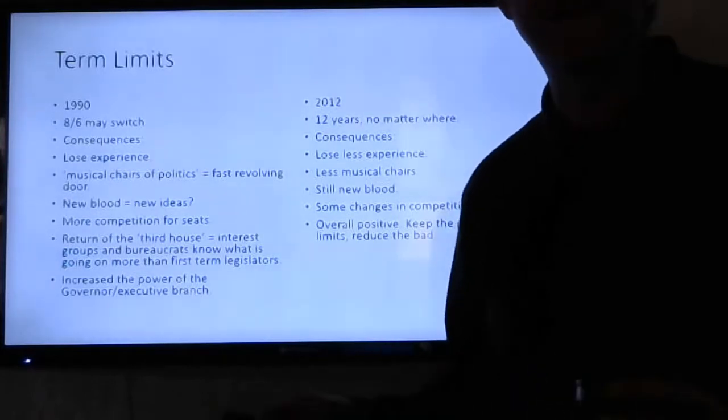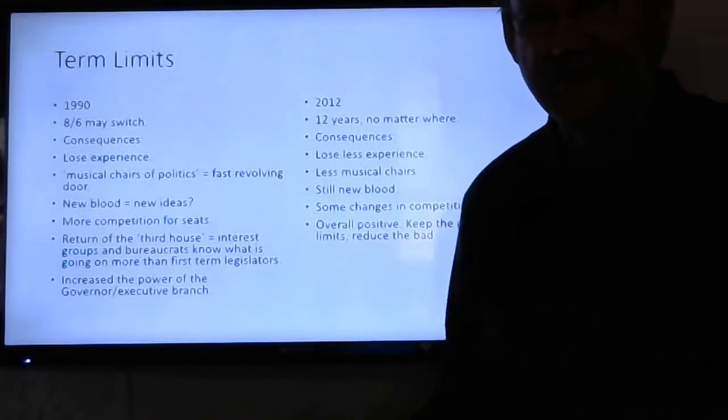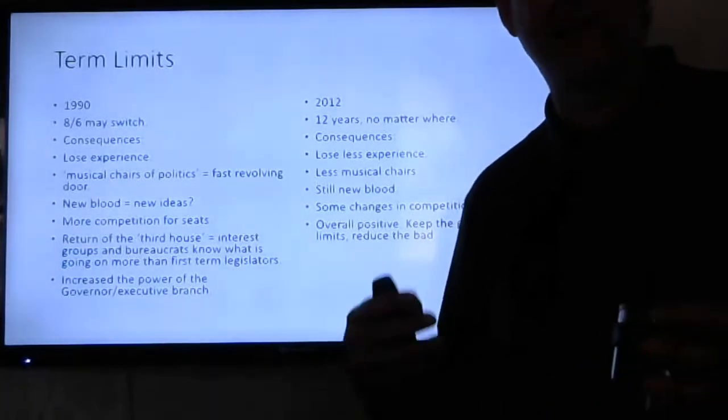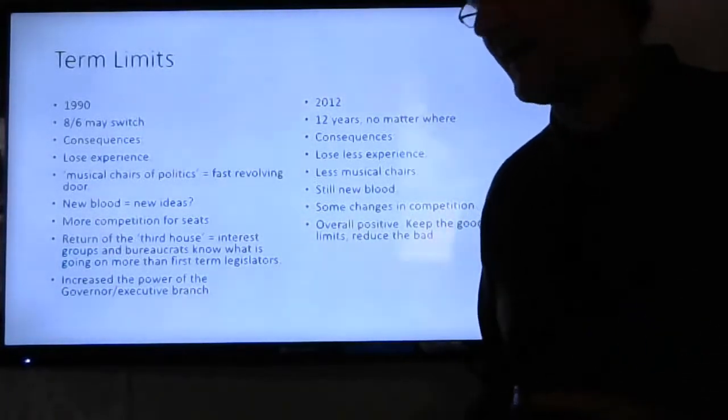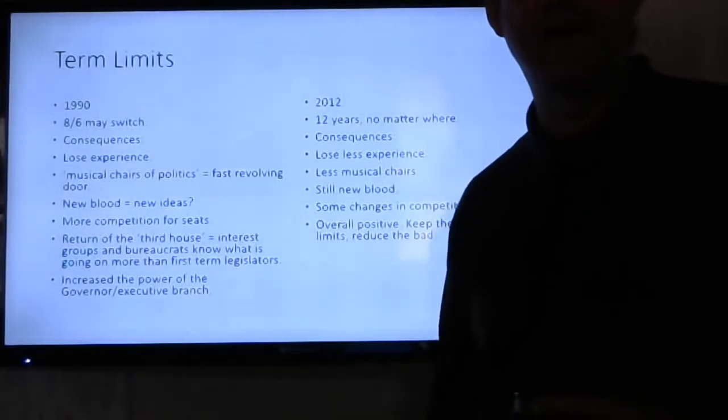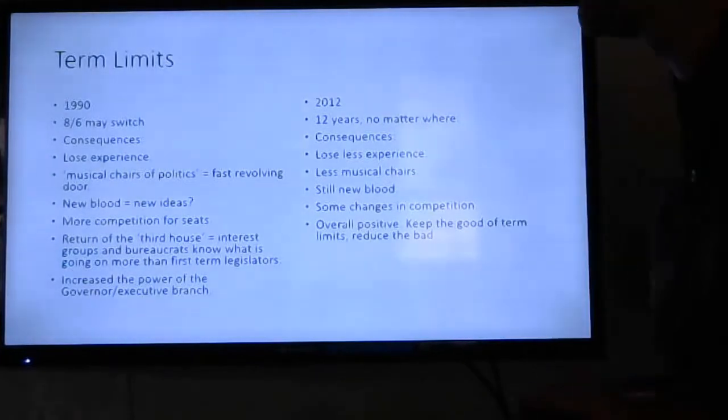So the politicians get elected, they come to their office in Sacramento, and then the bureaucrats just walk in and say, look, here's how you need to do your job, right? Which leads to more power for them. And then also it increased the power of the governor and the executive branch.